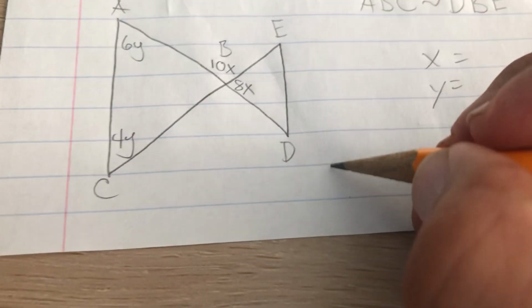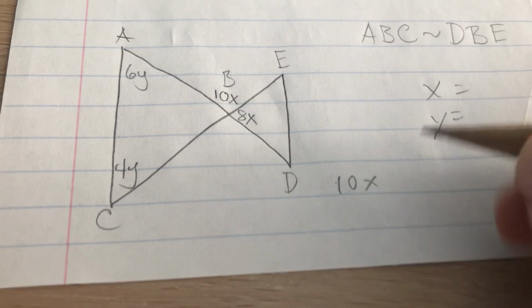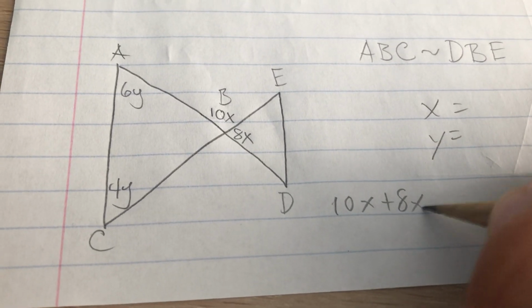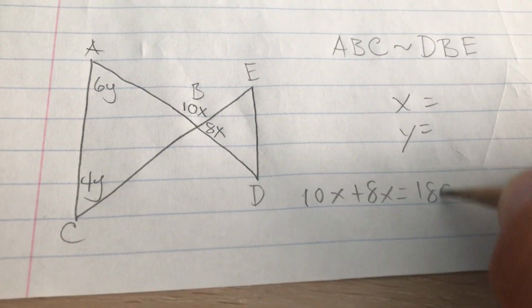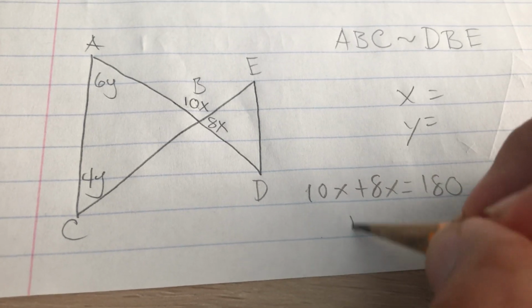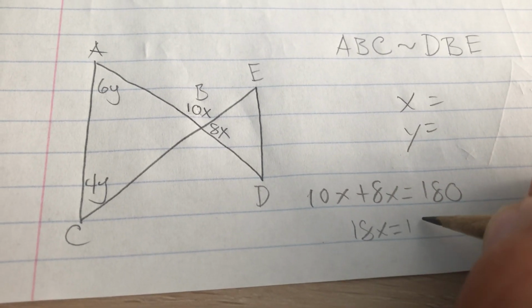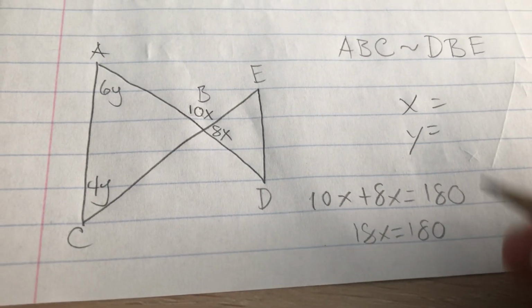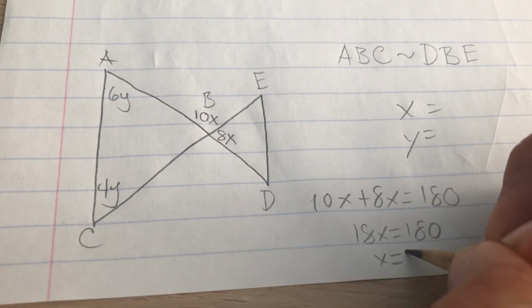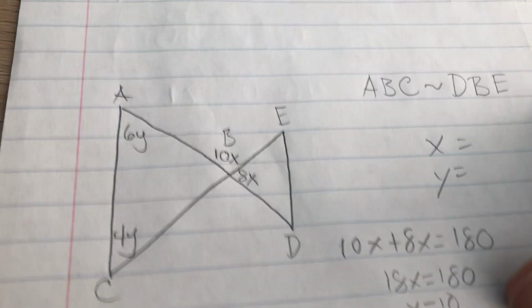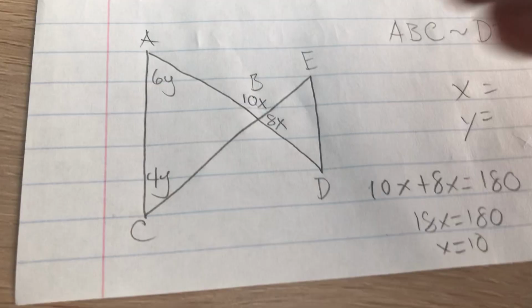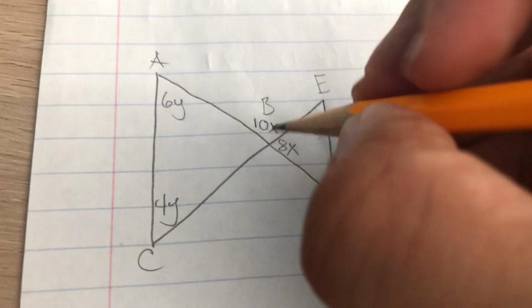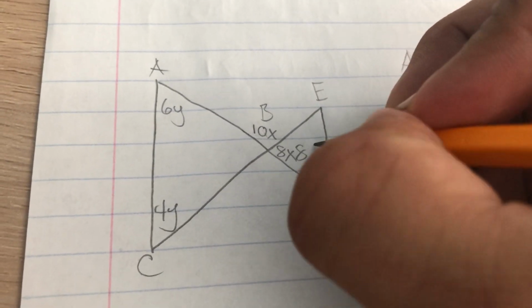What does that tell me? That tells me that 10x plus 8x equals 180, which means 18x equals 180. If I divide by 18, x equals 10. So now that I know x equals 10, I can plug it back in. 8 times 10 is 80. So this angle right here is 80.